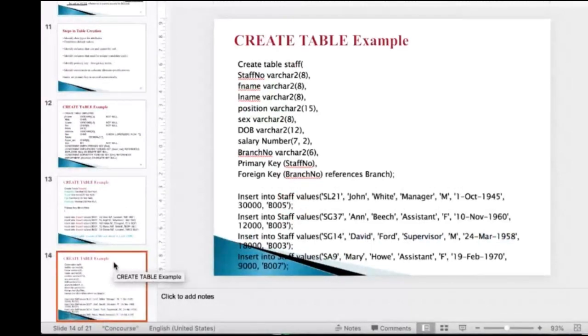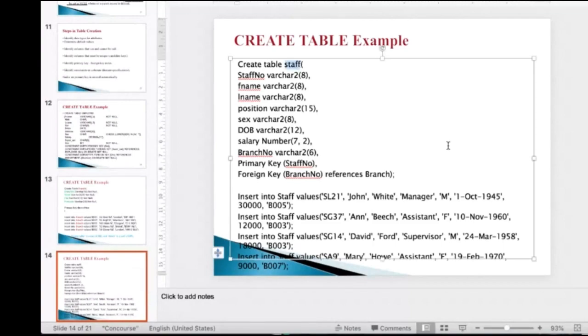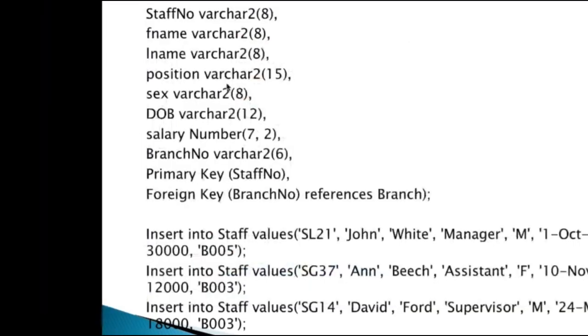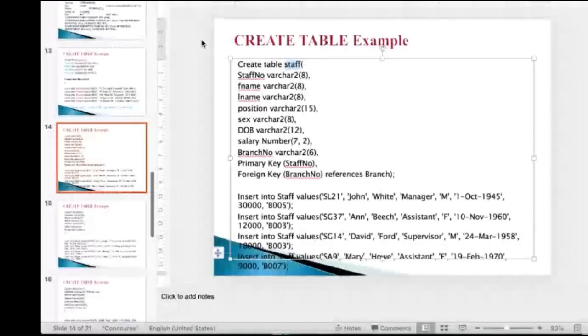In a second example, we want to create another table. The table name is staff, and let me make it full screen because it might be too small for you. Table name is staff. First column is staff number. Data type is varchar2. Maximum length of the characters is 8. Second column name is f name. I should type it besides while I'm doing it.